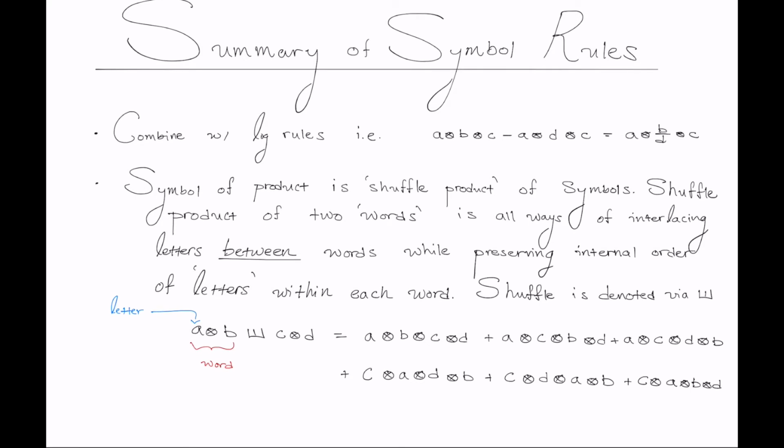Additionally, we can take the symbol of a product of transcendental functions, and the symbol of a product of functions is the shuffle product of their symbols, where the shuffle product of two symbol words is formed by taking all ways of interlacing the letters between the two words while preserving the internal order of the letters within each word. Here the letter A is the first letter in this word A tensor B. We denote the shuffle product with this symbol. And here we've expanded the shuffle product of A tensor B with C tensor D. So we see that we get these 6 terms, but A never passes B and C never passes D. But otherwise we have all ways of ordering the letters.